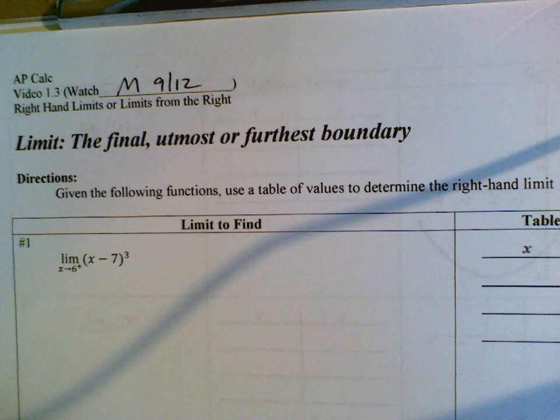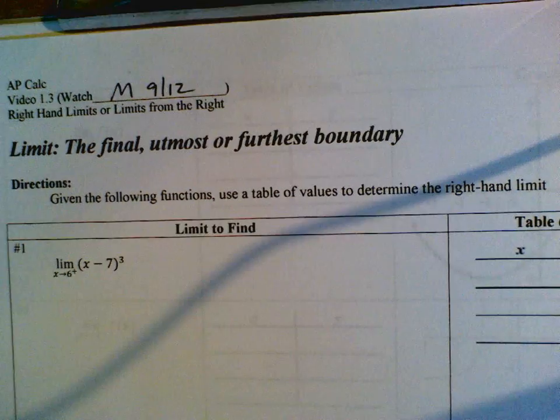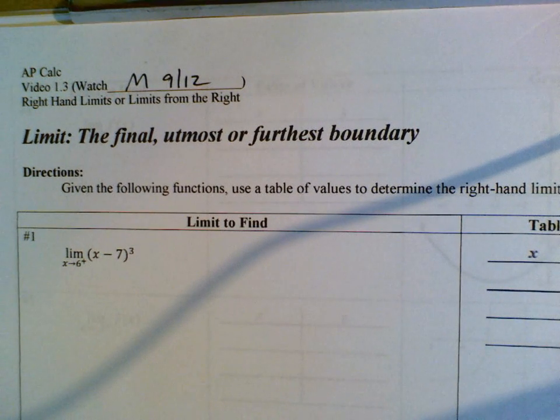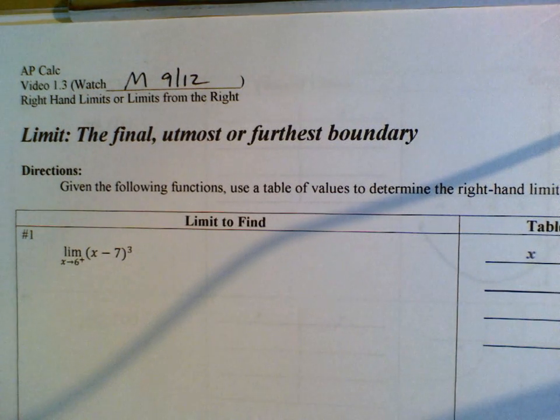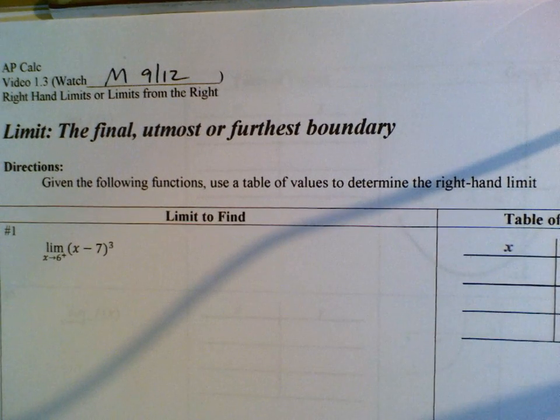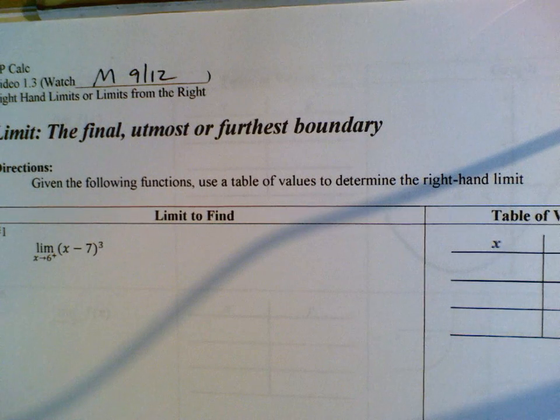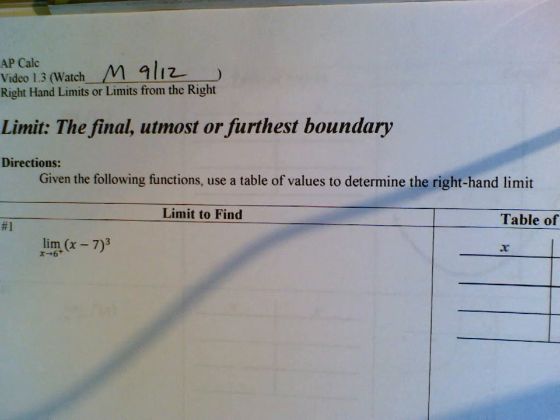Okay, so today, a limit is the final, utmost, or furthest boundary. We're going to be finding more limits. Yesterday's video was about left-hand limits, or limits from the left. Today's is about right-hand limits, or limits from the right. So I'm going to go a little bit faster than I did yesterday, because it's really the same exact thing, except you're coming from the right.